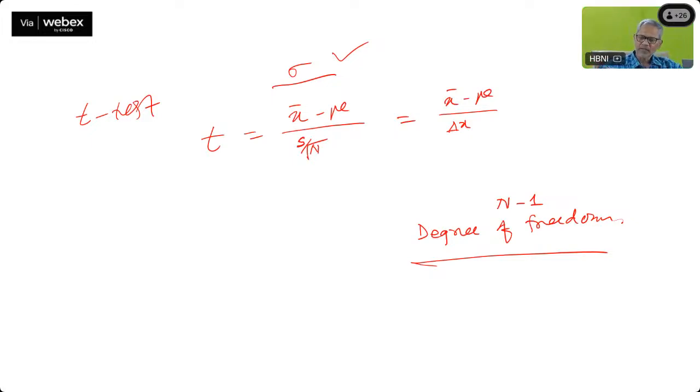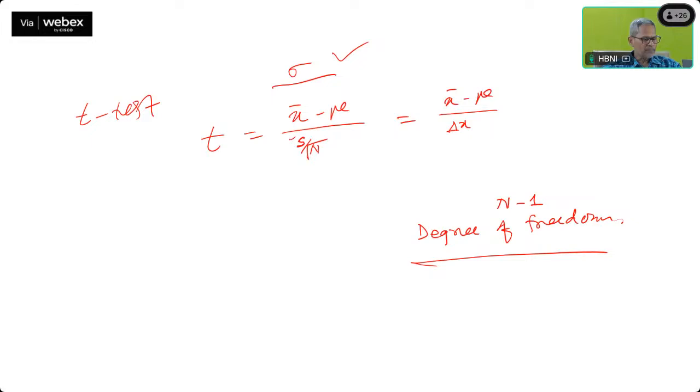So accordingly, your s will change, so that your t value will change. That means the width of the distribution will change. In that case, accordingly, you have to take care of your degree of freedom. This is the case when your population standard deviation is not known.